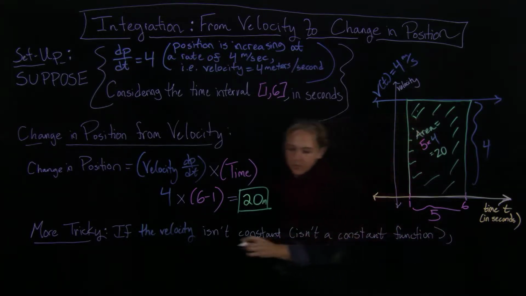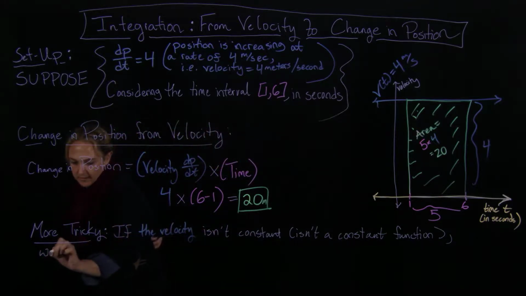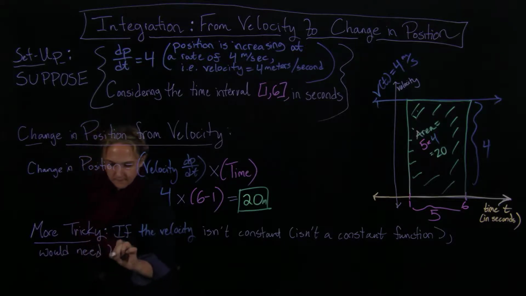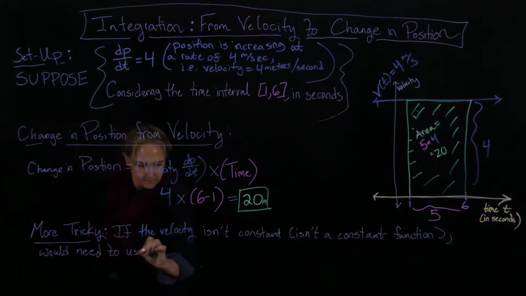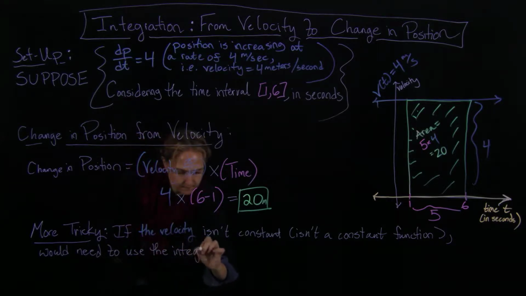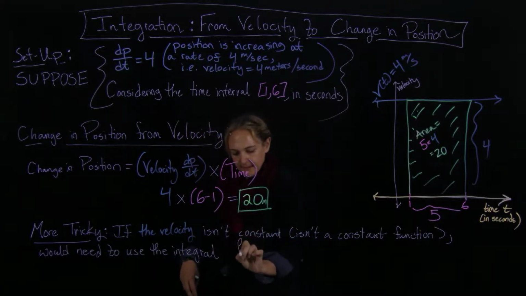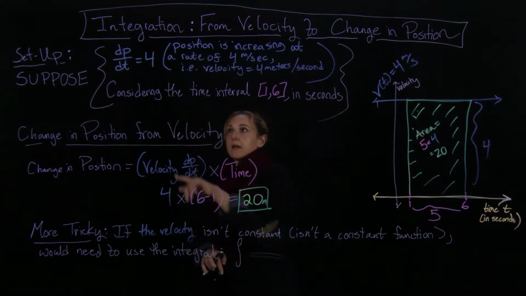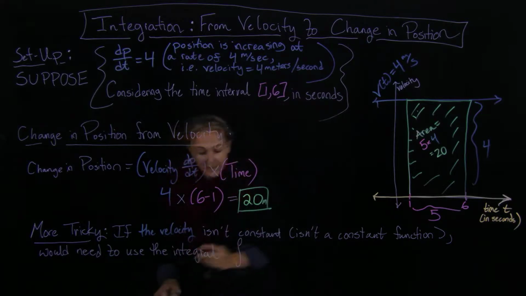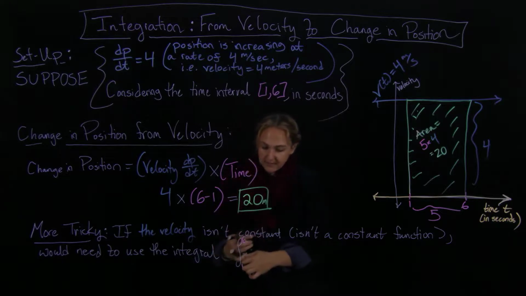okay, we would need to use the integral. So what is this integral? We write this kind of funny s thing, and then we have our intervals from 1 to 6, so we put those as what we call the bounds. So we put 1 on the bottom and 6 here. That tells me I'm integrating over this interval.